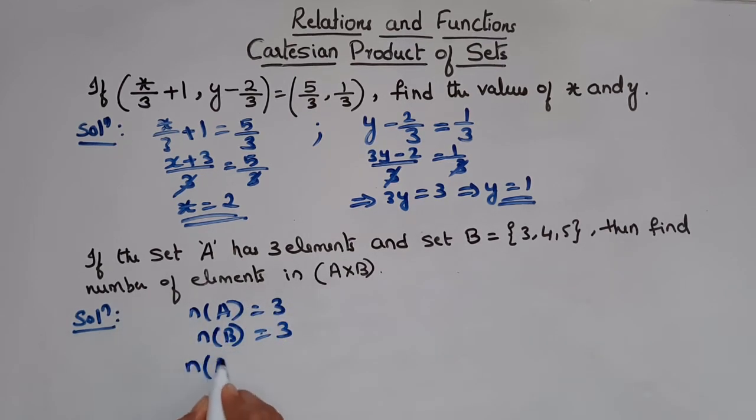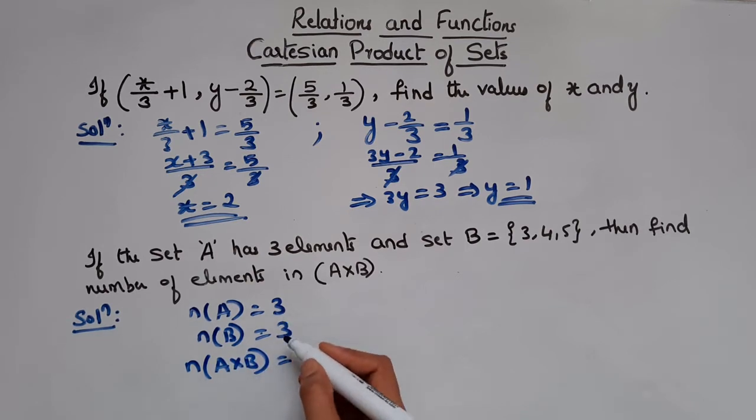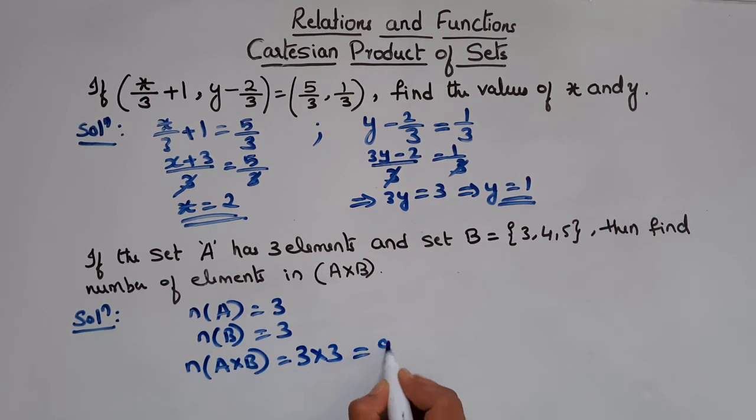So number of elements in A cross B is nothing but, we know, P into Q. So here P is 3. So 3 into 3. So 3 3s are 9. So therefore there are 9 number of elements in A cross B. So now let's see some more problems, but before that pause the video and note this down.